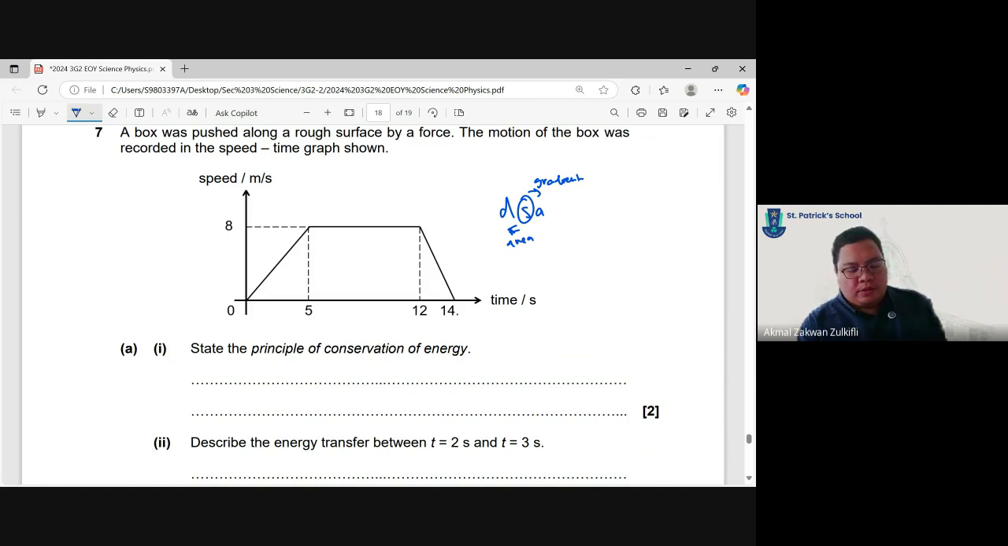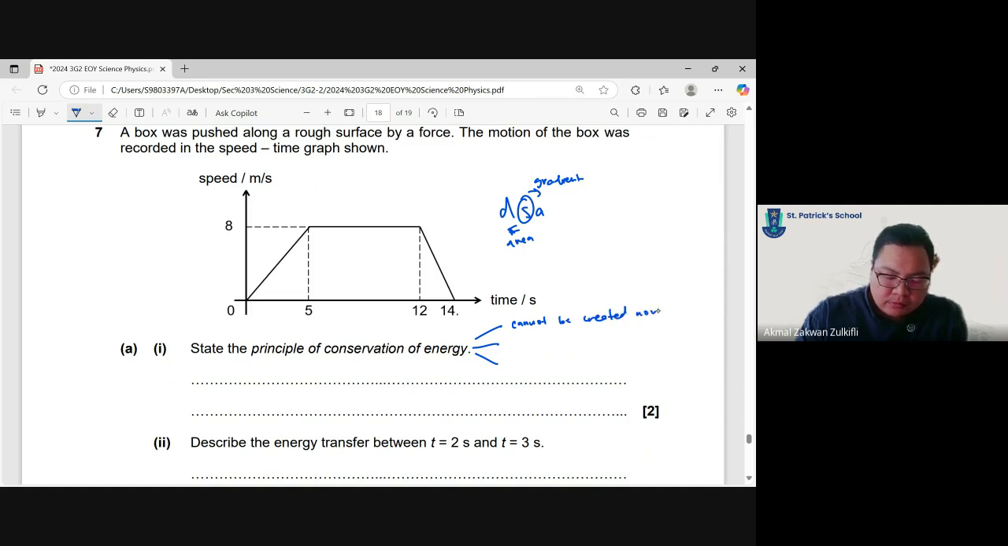State the principle of conservation of energy. 3 things. You must tell me that energy cannot be created nor destroyed, only transferred from one store to another.